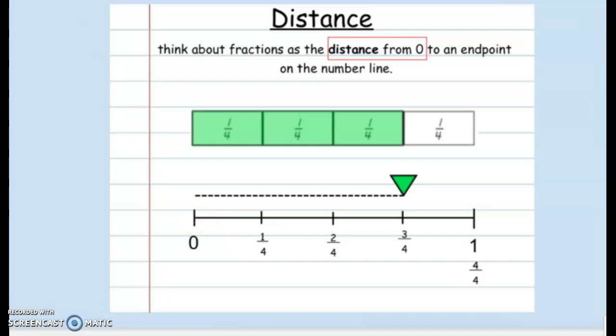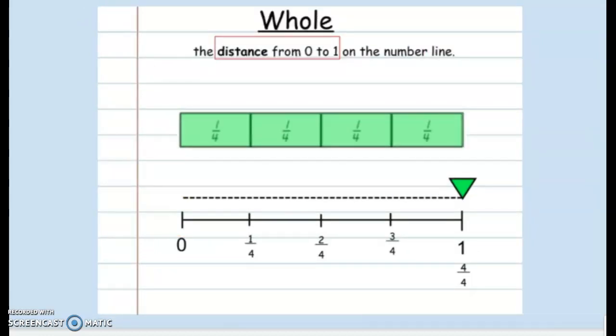Our other word is whole. A whole is a distance from 0 to 1 on the number line. This time you'll see the fraction bar completely filled in as 4/4. 4/4 is the same thing or equivalent to 1 whole. In this case, the triangle has moved the entire whole, the distance between 0 and 1. You'll notice the distance from 0 is boxed in red for both of these vocabulary words. This is a great way to explain your thinking.